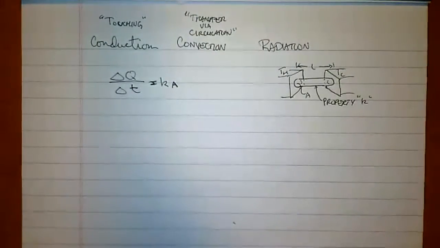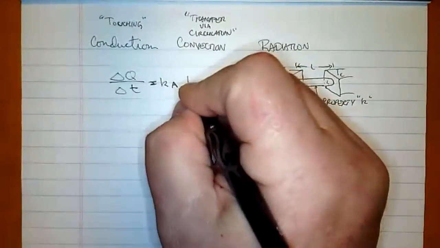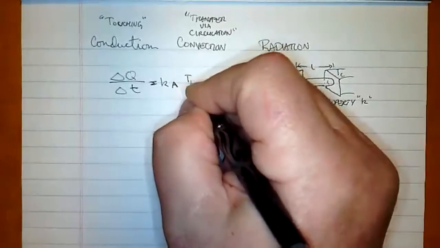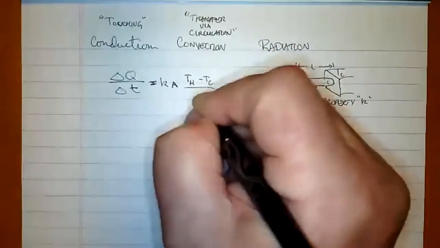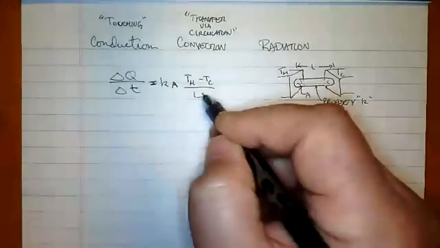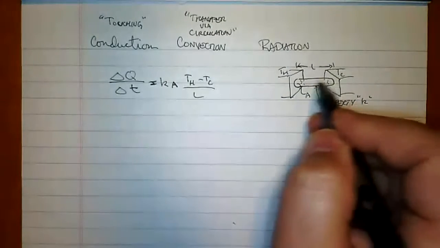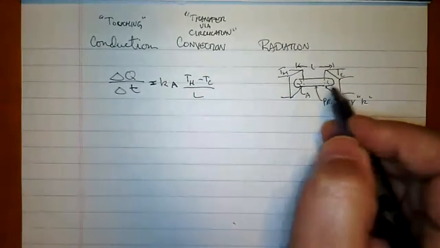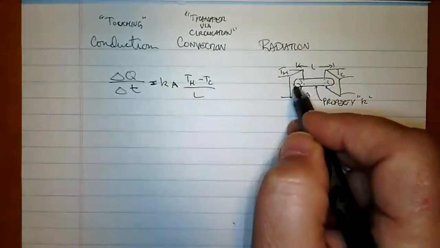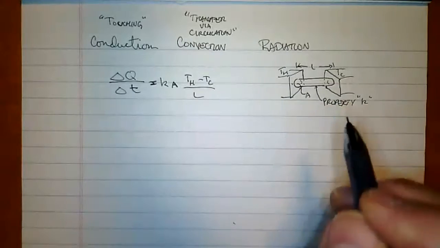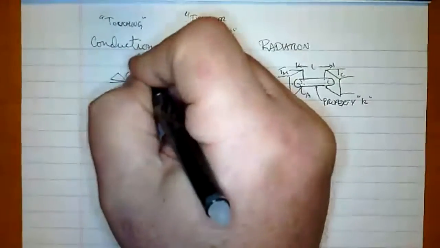And then finally, it's proportional to T hot minus T cold over L. So the longer you have to go, the slower it's going to be, or the more time it's going to take for the heat to get from here to here. So that's the convection equation.